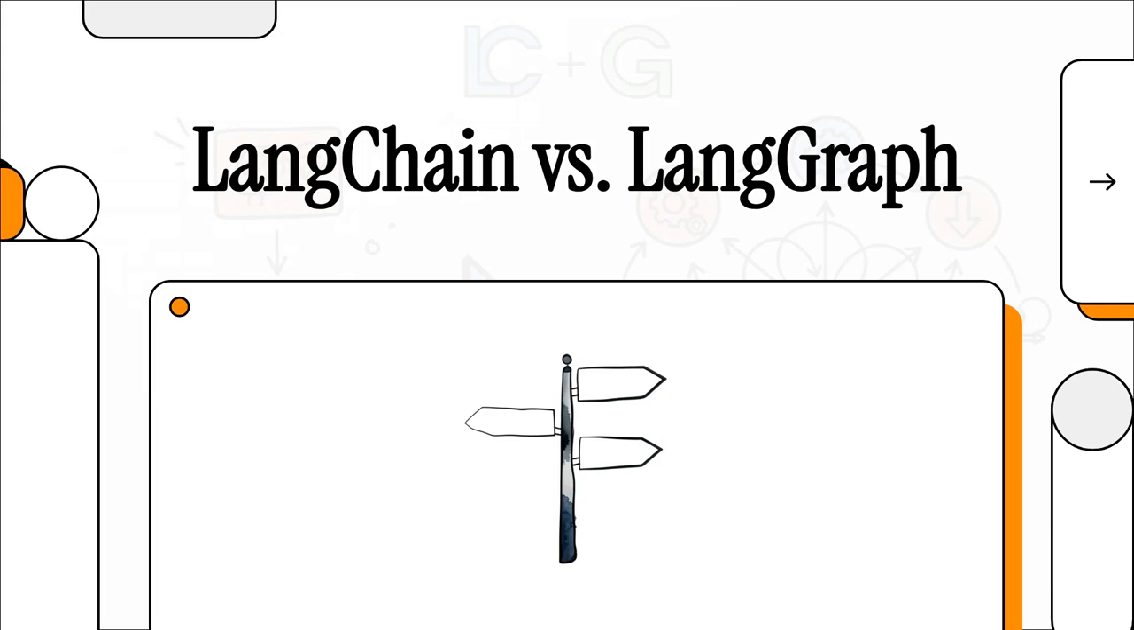So if you're building with AI, I can almost guarantee this question has crossed your mind. You started with LangChain, right? We all did. But now there's this other thing, LangGraph. It's from the same team, but it seems different. So which one are you supposed to use?